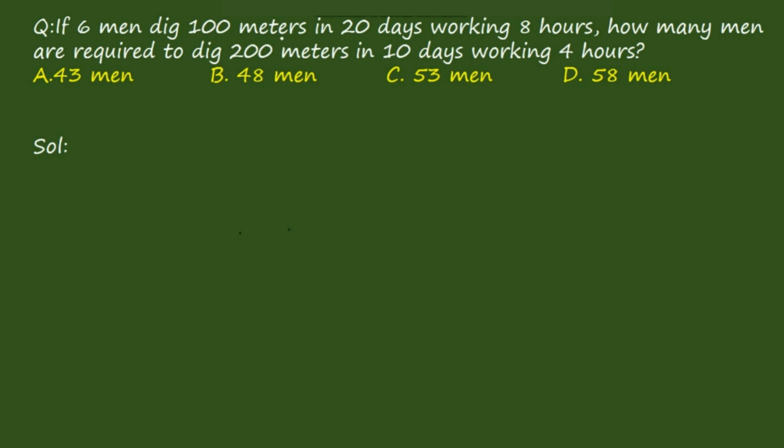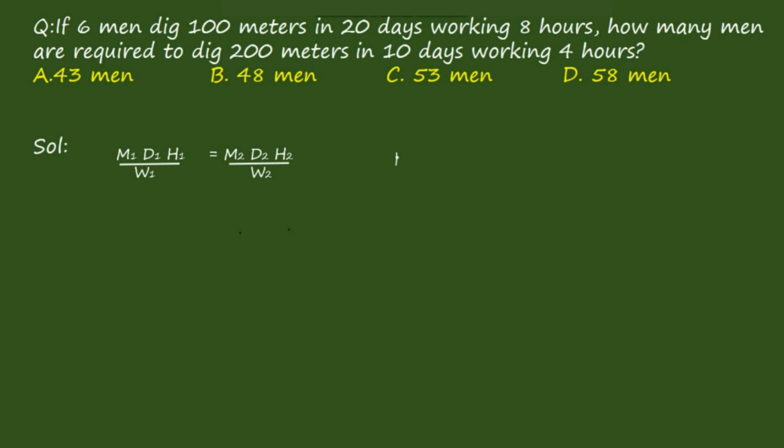Next question: if 6 men dig 100 meters in 20 days working 8 hours, how many men are required to dig 200 meters in 10 days working 4 hours? In this one, we use a formula: M1 D1 H1 by W1 is equal to M2 D2 H2 by W2. First, we list what is in the question.